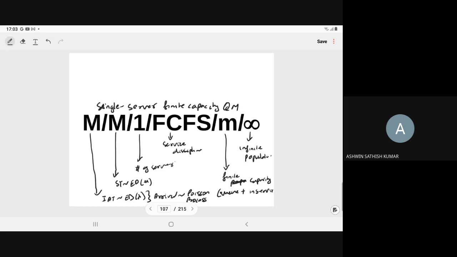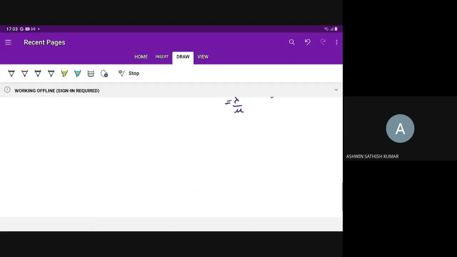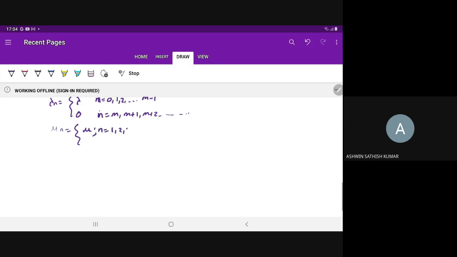So in this case, due to the finite capacity and single server, we have the state dependent rates. Lambda n is lambda for n equal to 0, 1, 2, up to m minus 1, and it is 0 for n equal to m, m plus 1, m plus 2, and so on. And mu n, since it is a single server model, is mu for n equal to 1, 2, 3, and so on. So here we have the state dependent rates.